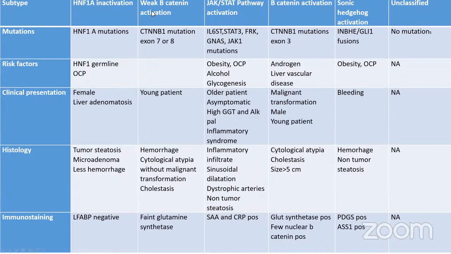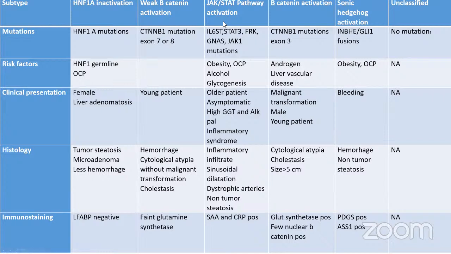The exon 7, 8 beta-catenin mutated adenomas have weak beta-catenin activation, and they happen in young patients. Because they are beta-catenin activated, they would have some cytologic atypia, but they are not at increased risk of malignant transformation. And these would have faint glutamine synthetase staining.